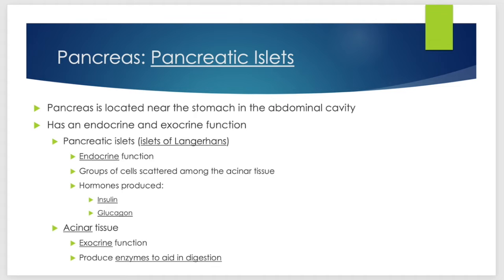And then in addition to the pancreatic islets, there's also acinar tissue, which is where the exocrine function of the pancreas is controlled. And that part of the pancreas will produce enzymes to help with digestion.